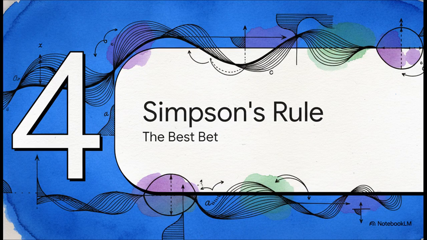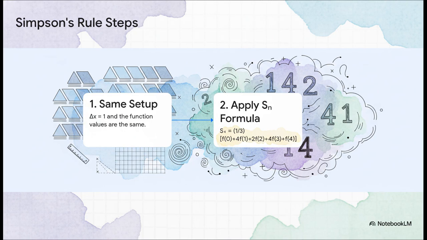Section 4, Simpson's rule, the best bet. So 22 was a pretty good guess, but can we do even better? You bet we can. Let's try the exact same problem, but this time we'll unleash the power of Simpson's rule. The nice thing is, all the initial work is already done. Our delta x is still 1, and our function values are still 0, 1, 4, 9, and 16. The only thing that changes is the formula. Instead of that 1, 2, 2, 1 pattern, we use Simpson's unique 1, 4, 2, 4, 1 pattern.